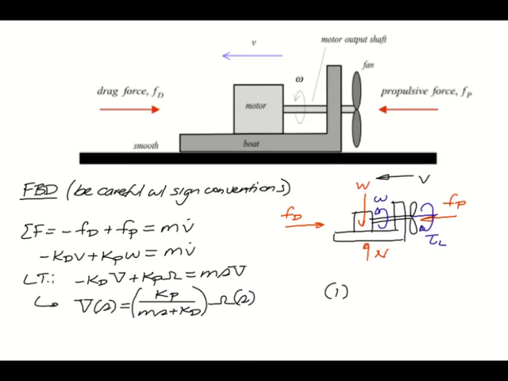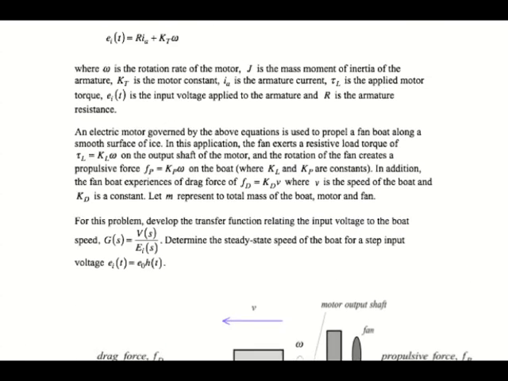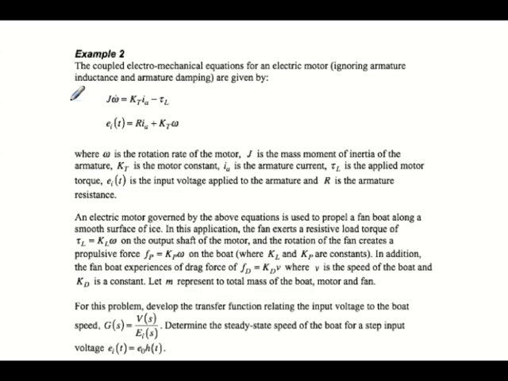Now let me go back up here and use equation number 2 and 3 for this. We're here allowed to simplify our equations according to the statement of the problem. We can ignore the armature inductance and the armature damping, and that gives us those equations 2 and 3.